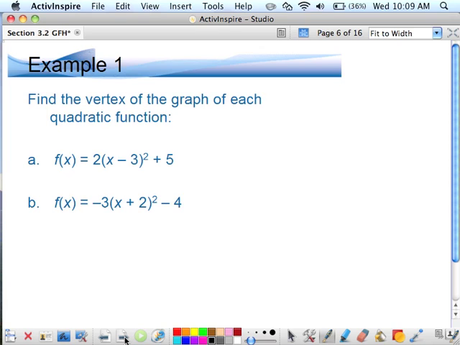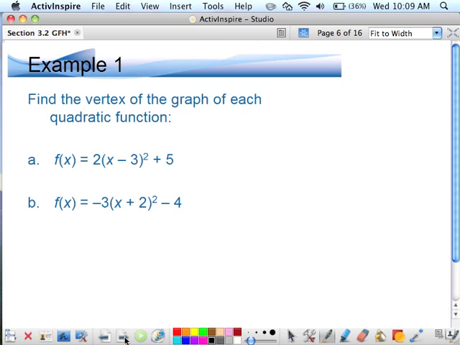Using what we've just learned about standard form, we want to find the vertex of the graph of each of these quadratic functions. So if you look at these two examples that were given, notice that they're already in standard form. Let's look at both of them individually.